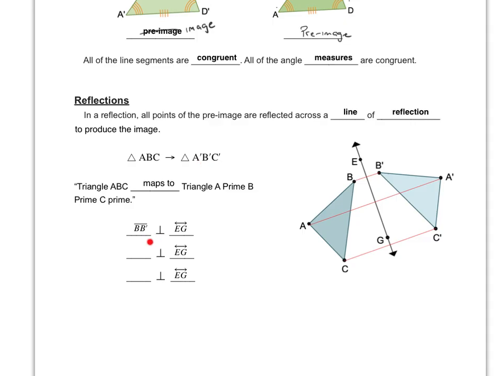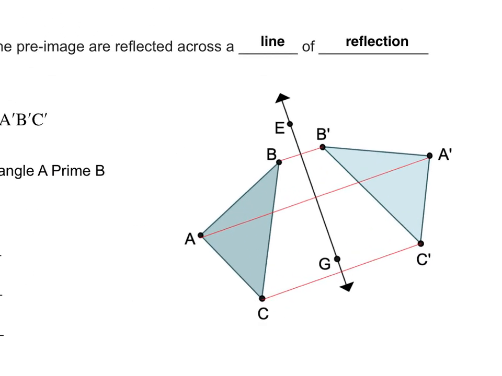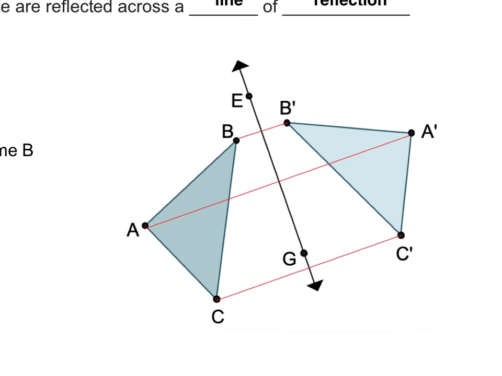Let's look at characteristics. My line of reflection is perpendicular to these imaginary lines we drew between our corresponding points. We also know that this line is parallel to this line, which is parallel to this line. Again, I'll just throw this in here that we know that all of these are perpendicular, which means they intersect at a 90-degree angle.